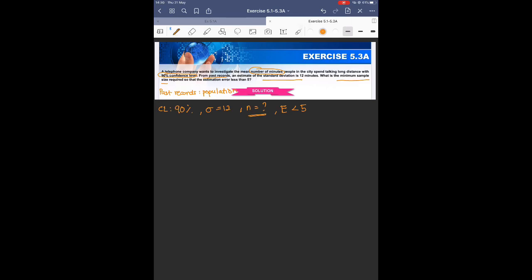Okay. From the definition, probability x bar minus error less than mu less than x bar plus error equals 1 minus alpha. From here, we know that x bar minus error, x bar plus error. Okay, look at the information given. Here we have the sigma. So we can use the first formula to construct the confidence interval, which is x bar plus minus z alpha over 2 sigma over square root n. When you want to construct the confidence interval, you have to use this formula.